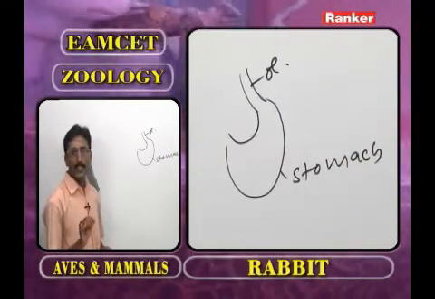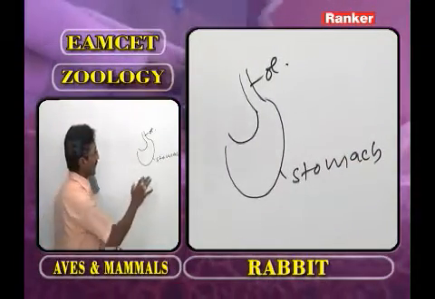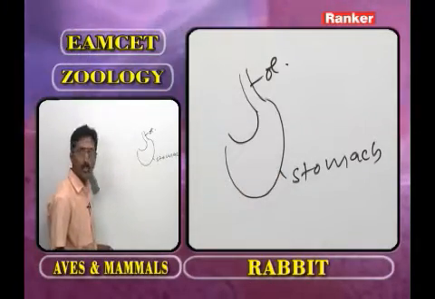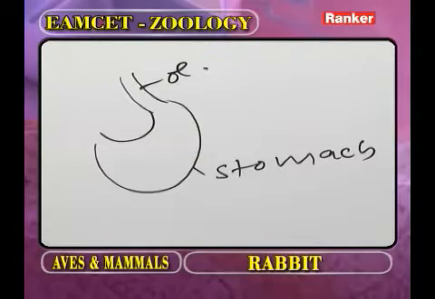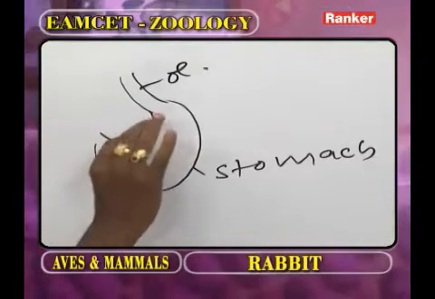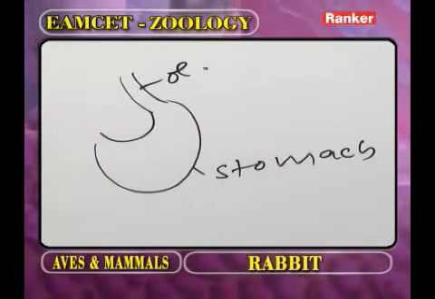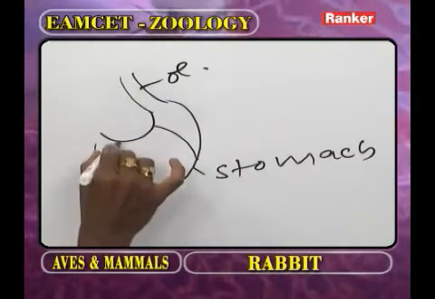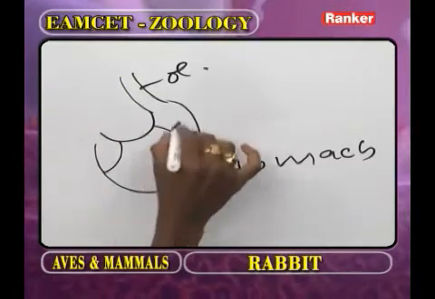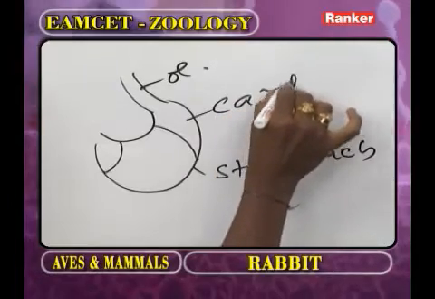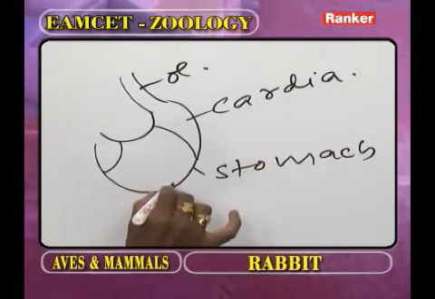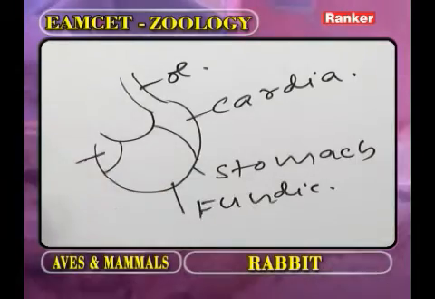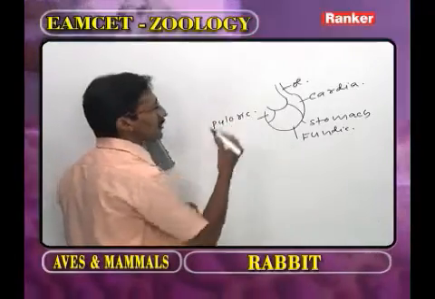The stomach is considered a reservoir. In the stomach, the food materials are temporarily stored, so it is a reservoir. In the stomach, digestion takes place, but partial digestion. Now the stomach is classified into three parts: this is the cardiac stomach, this is the fundic stomach, and this one we call the pyloric stomach.